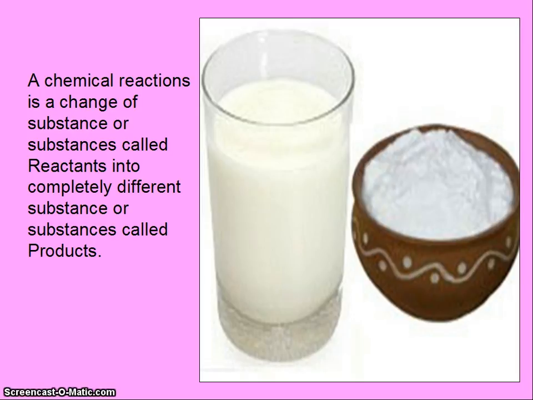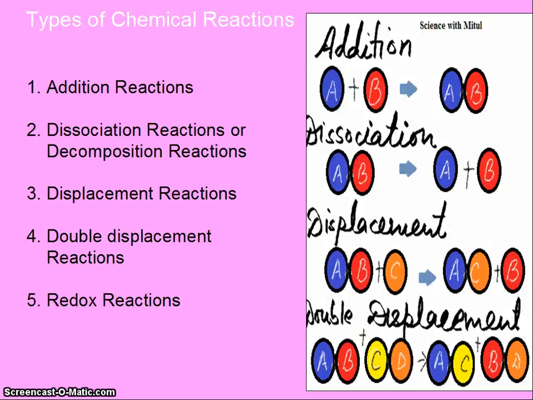Here is the example of making of curd. Curd is made from milk. Milk is reactant and the curd is product. Both the substances are completely different from each other.